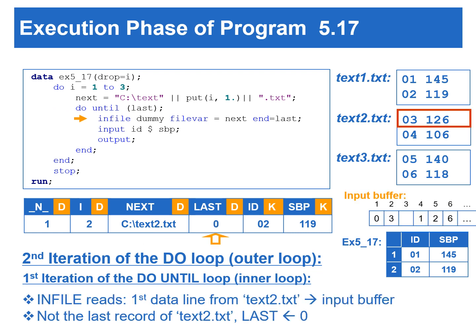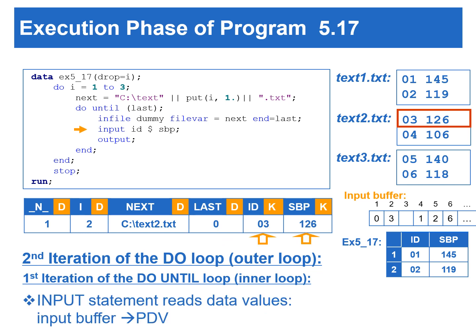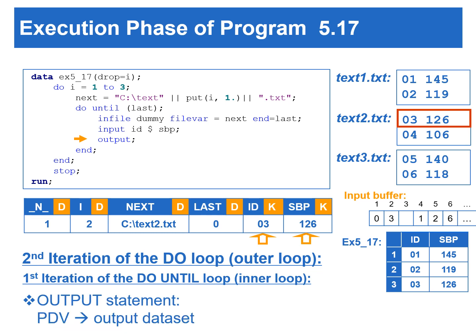The infile statement reads first data line, from the second file into the input buffer. Since this is not the last record of the second input file, the variable last is set to 0. The input statement reads data values, from the input buffer to the PDV. The output statement copies the contents, from PDV to the output data. At this point, 3 observations are created in the output data. Let's just skip the rest of the iteration.